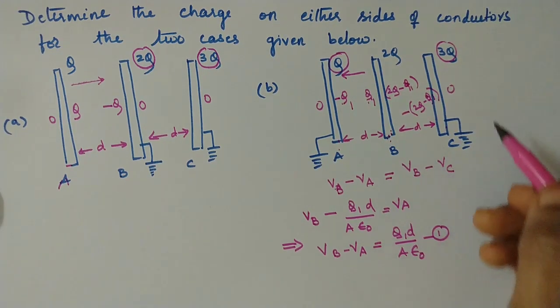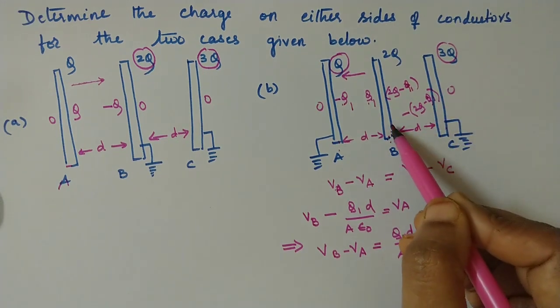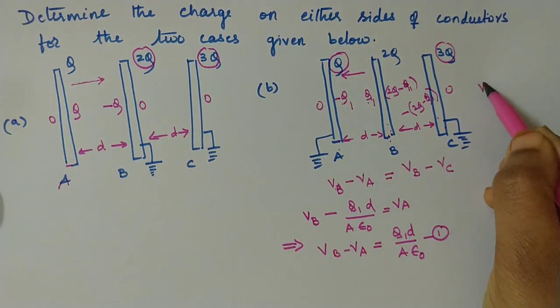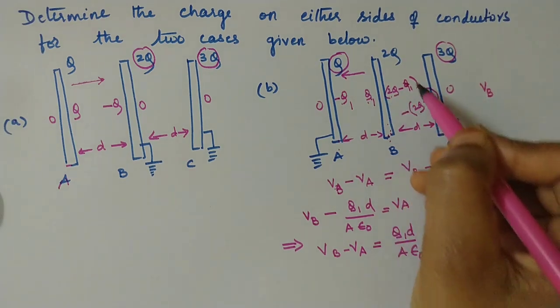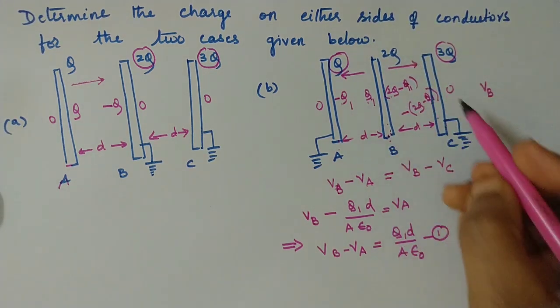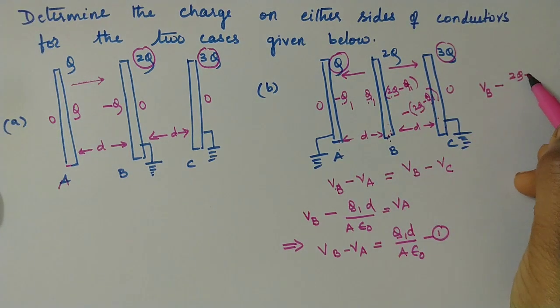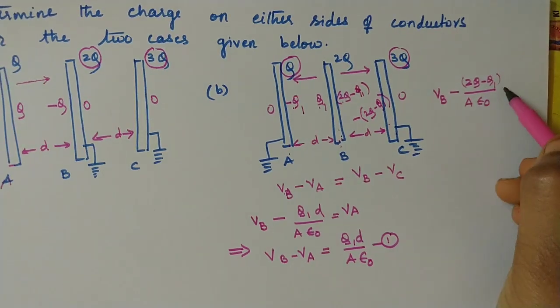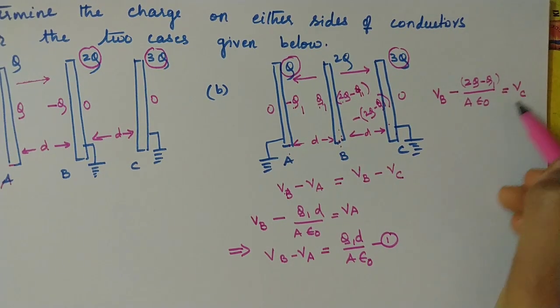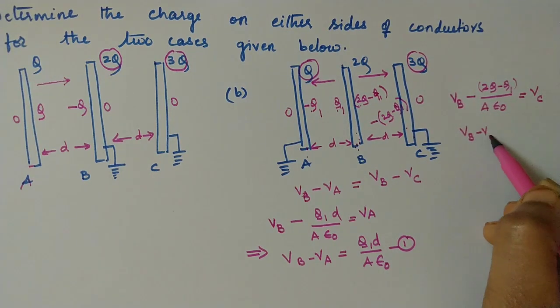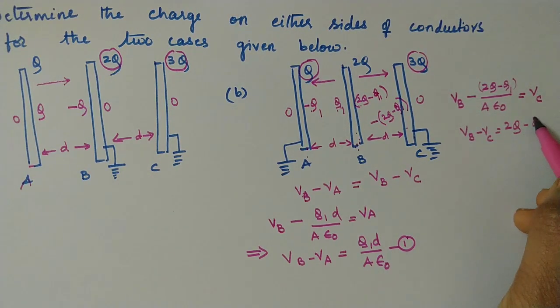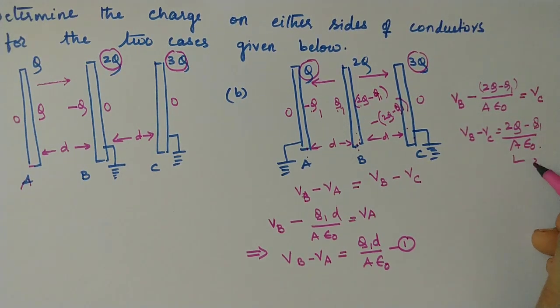Similarly, I will find VB minus VC. See, since I am moving from B to C, starting from B, VB, positive and negative, I will assume that this is the direction. In the direction we have a minus sign, minus of 2q minus q1 by A epsilon naught, sigma by epsilon naught I am writing it, will give you potential at C. Implies VB minus VC is 2q minus q1 by A epsilon naught. Call this as equation 2.